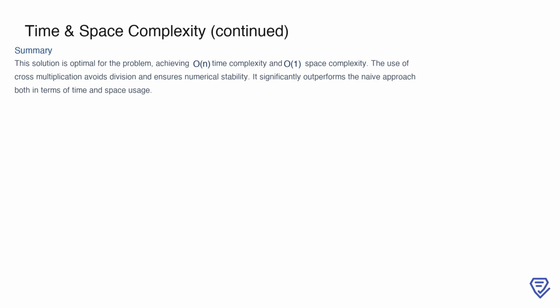With a time complexity of O(n) and a space complexity of O(1), it strikes a perfect balance between efficiency and simplicity. The use of cross-multiplication avoids division operations, ensuring numerical stability and making the solution robust. Compared to the naive approach, this method is significantly faster and uses much less memory, making it ideal for handling even large datasets. This combination of performance and precision highlights the effectiveness of the optimized approach.